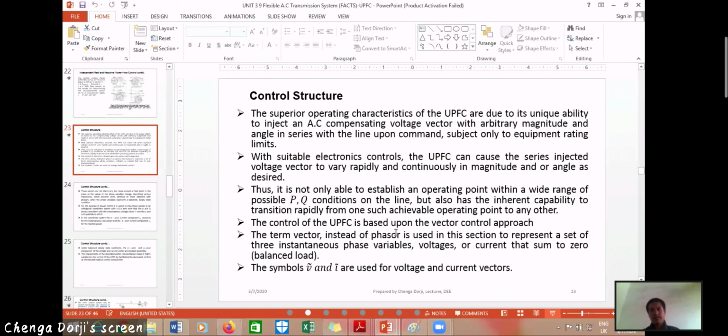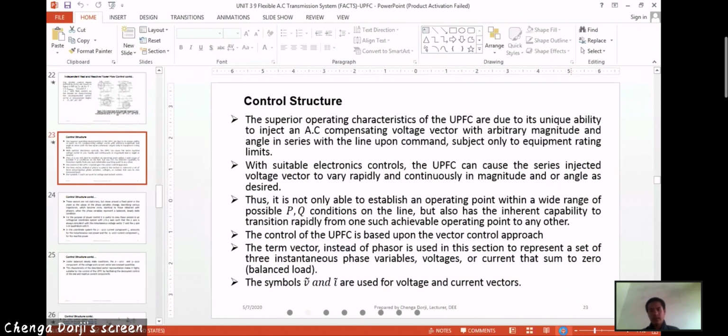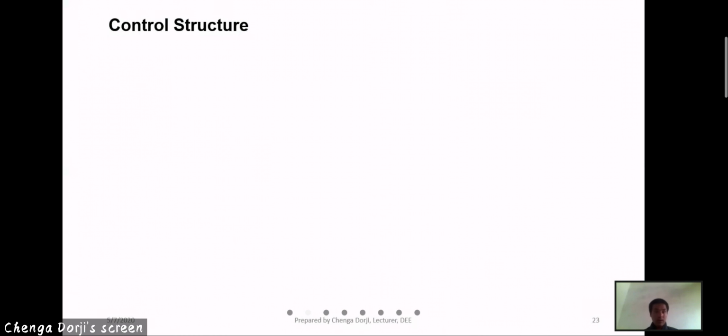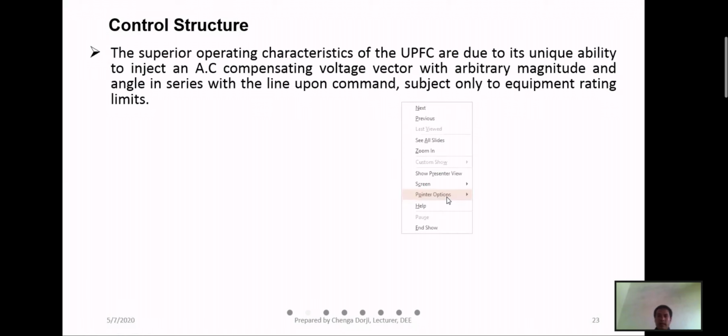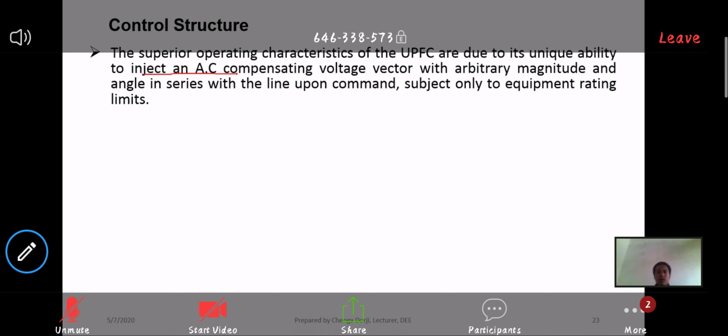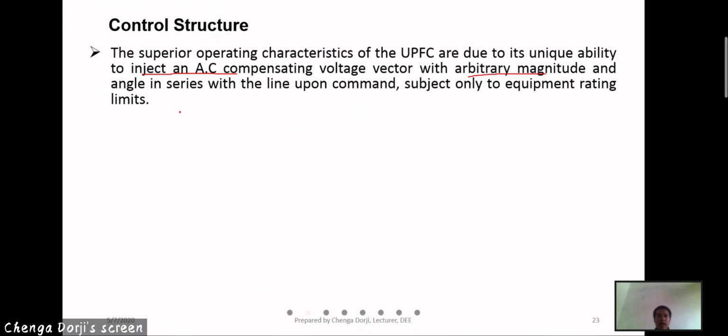So the control structure of this one. We have been discussing that the UPFC has a unique characteristic, that is, it has the ability to inject an AC compensating voltage with arbitrary magnitude and angle in series with the line, subject only to the equipment rating. Otherwise, the only disadvantage is the equipment rating. This is the only limit.